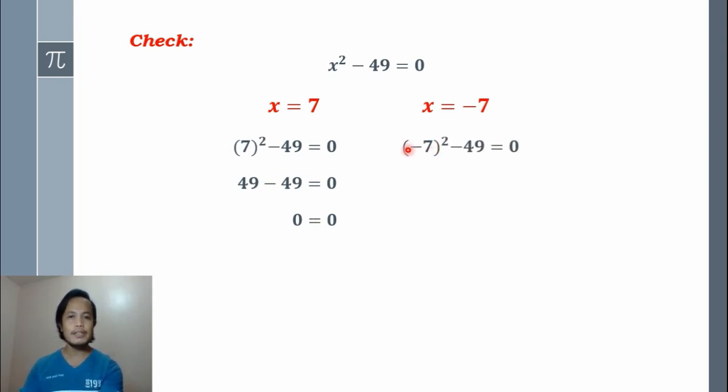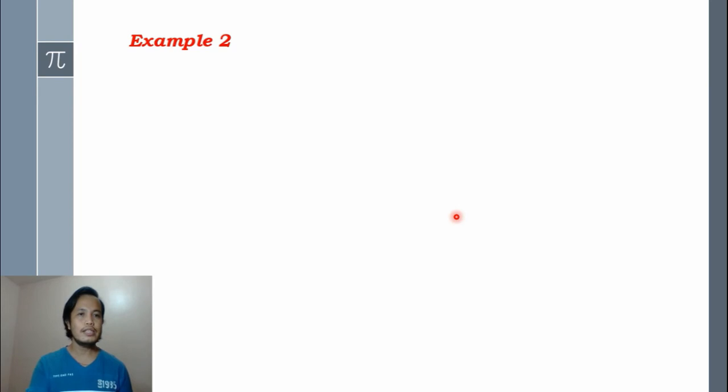So the same process, we change the value of x here with negative 7. So this is negative 7 quantity squared minus 49 equals 0. So negative 7 squared is positive 49 minus 49, which is equal to 0. So therefore, the values are correct. Now, next example. Let's proceed to example number 2.